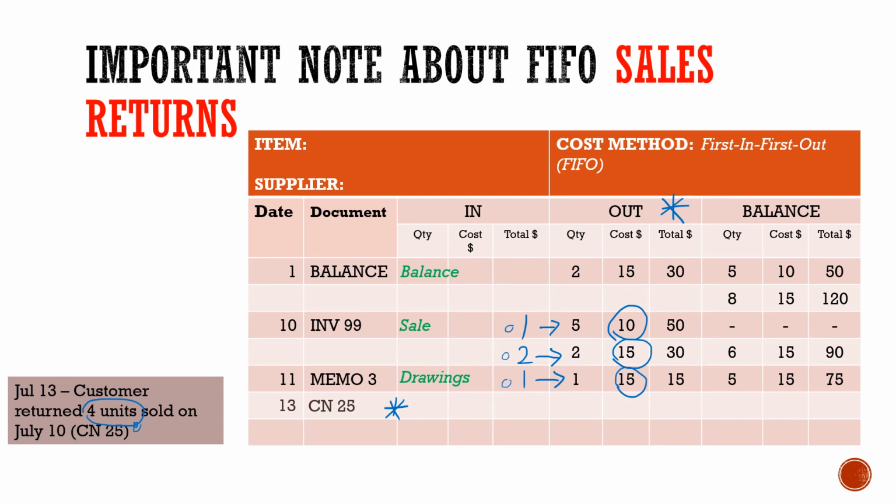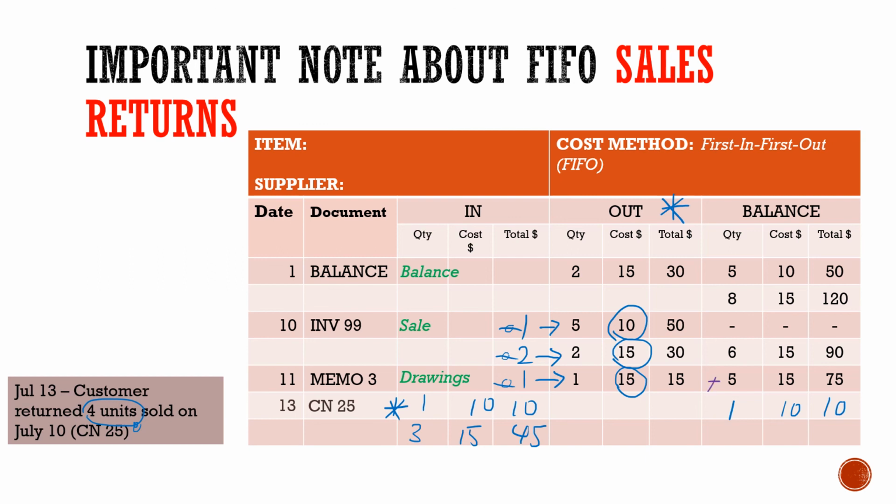Now let's record this in the in column. 3 of the units will have a cost price of $15, and 1 of the units will have a cost price of $10. That makes up the total 4 units that were returned to us. Now what you will notice here is that I've written the $10 cost price unit on the line above because I recognize that as the older inventory. Lastly, let us update our balance, and here we have brought back in 1 unit at a cost price of $10, so that's the older inventory written at the top.